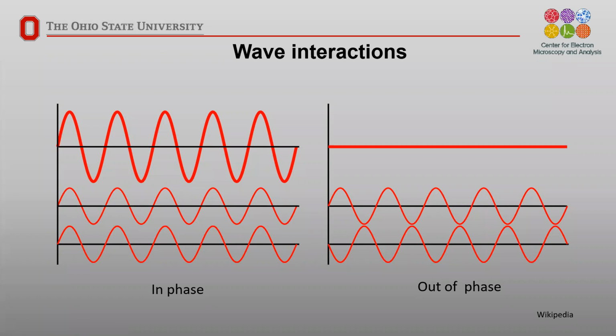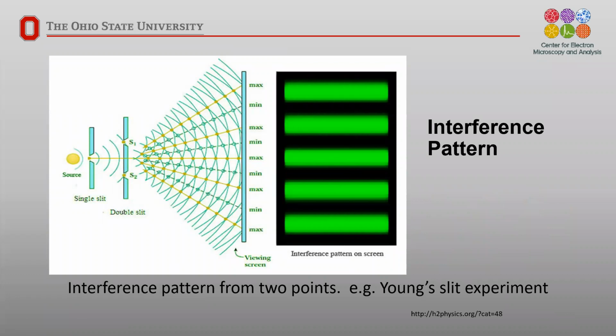Okay, so waves can add together, and when they do, they can either produce an intensified wave, or they can completely cancel out from each other. Now, where this comes into effect is when you have something like multiple sources of waves.